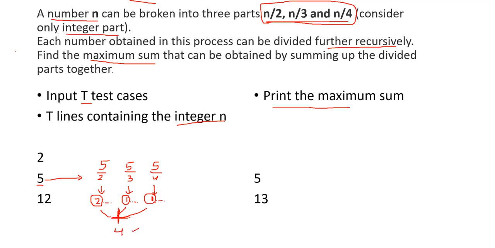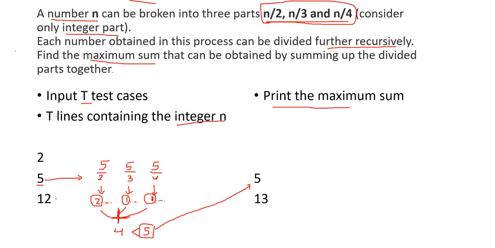So 4 is less than 5, so we have to print 5 itself. So when, after dividing, we see that adding this we are getting a number which is lesser than 5, so we don't need to further move forward. So instead of this, we just print 5.